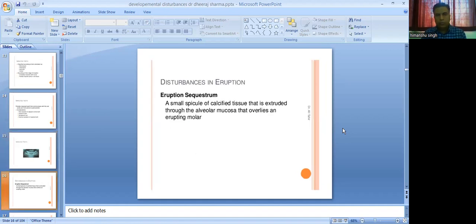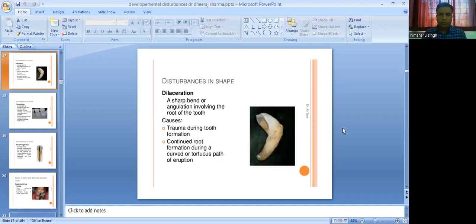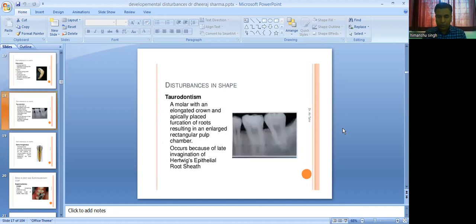The disturbance in the eruption is called eruption sequestrum. It is a small spicule of calcified tissue that is exfoliated through the alveolar mucosa that overlies the alveoli. Disturbance in the shape: dilaceration is a sharp bend or angulation involving the root of the tooth. Causes include trauma during the tooth formation and continued root formation during the eruption. These are the most common causes of dilaceration.